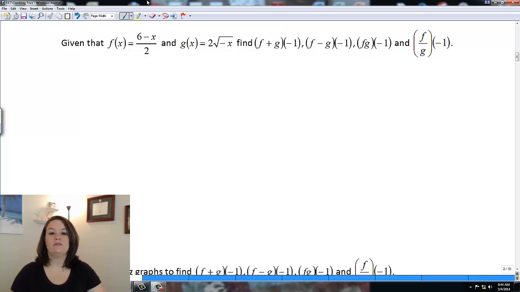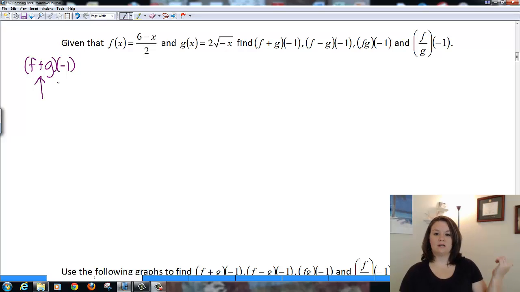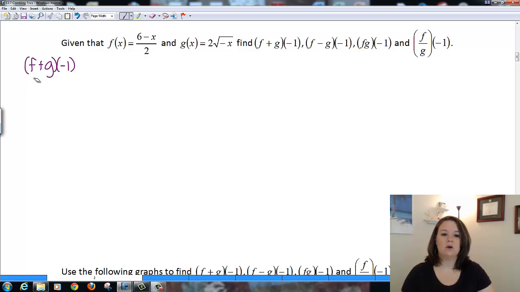When I'm plugging in a value, there's 2 ways we can work this out. One, when we find f plus g of x of negative 1, I could go ahead and find this function. I could do what we did on the last page. I could do f of x plus g of x and create a new function and then plug the negative 1 in. Or I could go straight back to the definition of a sum of functions. When I sum these functions together, this just means I'm doing f of negative 1 plus g of negative 1.